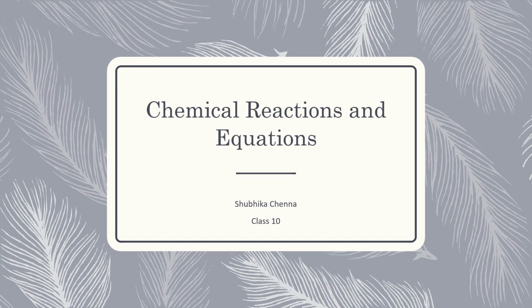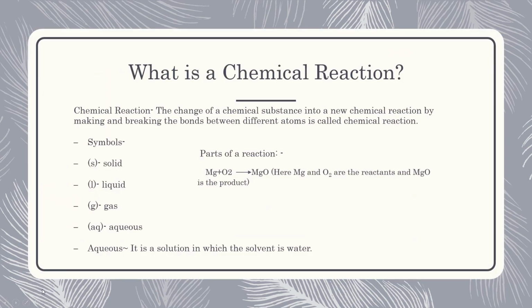The topic is the first lesson of our science chapter, which is chemical reactions and equations. Let's get started. First, let us know what a chemical reaction is. A chemical reaction is a change of a chemical substance into a new chemical substance by making and also breaking the bonds between two or more different elements.